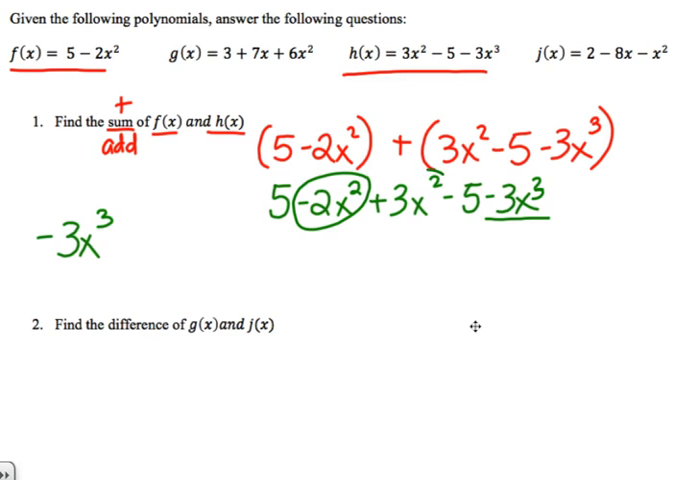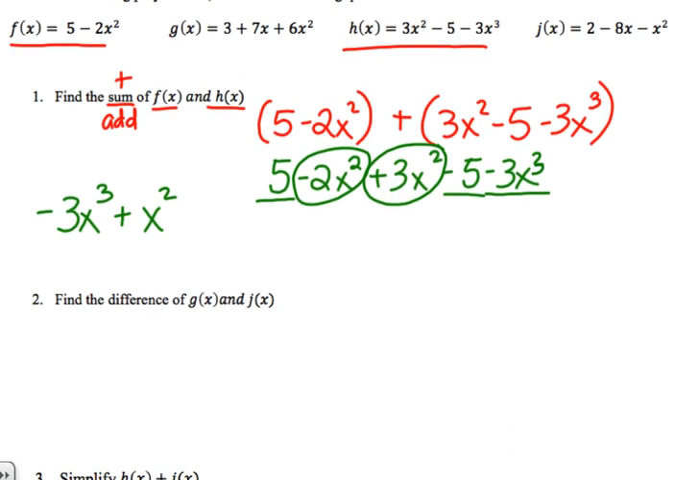Then I've got 2x squared terms. -2 plus 3 would be a positive 1x, so just 1x squared. 5 minus 5 is a 0, so I would be done. Okay, so that would be your final product for finding the sum of f of x and h of x.